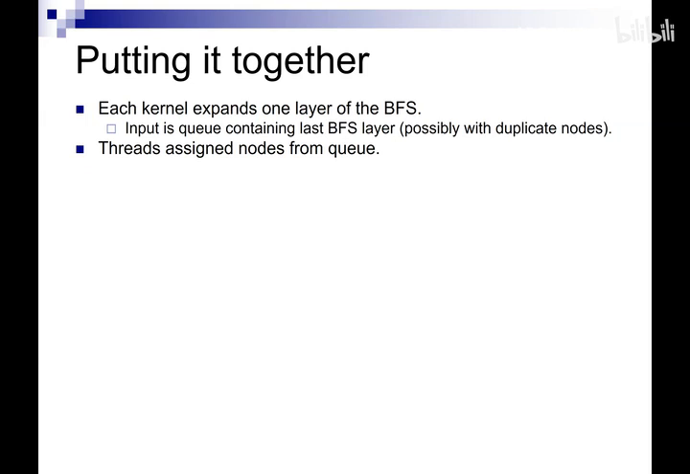Okay, so the algorithm is, as we said previously, each layer of the BFS is going to be computed in one kernel. So if you have 100 layers, you need to start 100 kernels. The input to this kernel is the previous layer, since we're trying to compute one layer. And the previous layer might actually have duplicate nodes in it. Now we're going to take our threads for the current kernel and assign them to the input queue, the previous BFS layer.